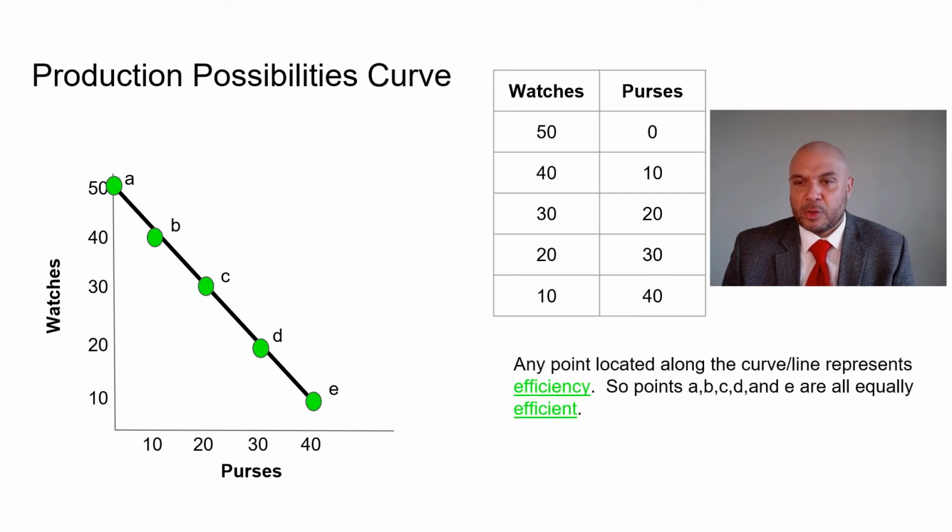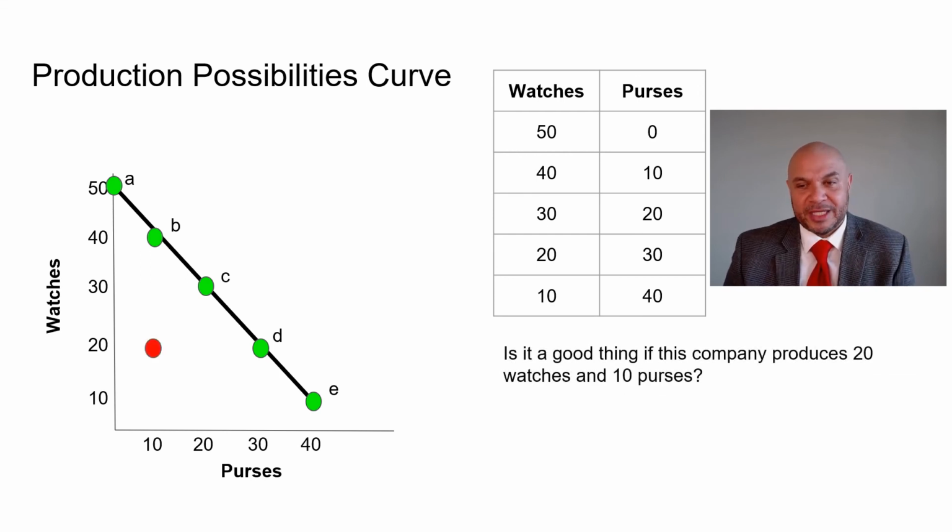Any point located along the curve or line represents efficiency. So all of these green points, points A, B, C, D, and E, are all equivalent. They all represent efficiency. That's a good thing. That's where businesses want to produce. That means they're utilizing their resources, their workers, their capital, all their investments, their time. They're using everything efficiently, allowing them to produce the items efficiently on that curve, right?